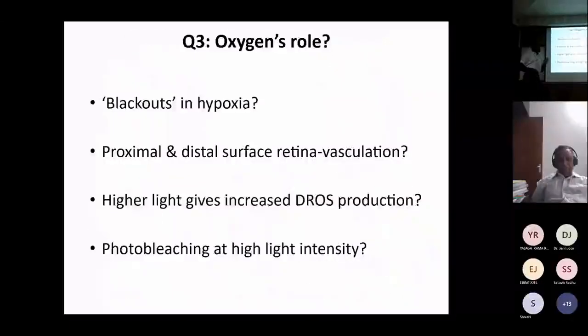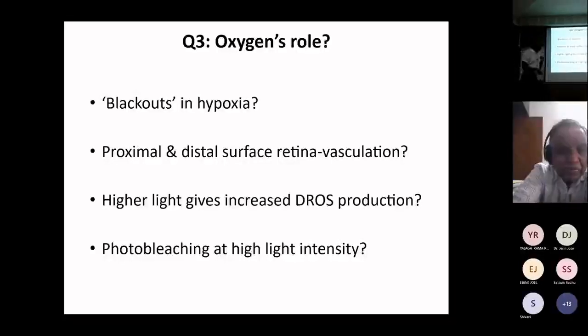So now I'm going to just ask some questions, right? Now the eye has been innervated on both sides. Why? There is no role for oxygen in the visual process, yet you know very clearly that when you have low oxygen pressure, you have blackouts. You cannot see. Then why do we have vasculation on both sides? With higher light, more light impinging on the retina, you get more ROS. You remember the terminology from last time, diffusible reactive oxygen species. Why does more light give more ROS?